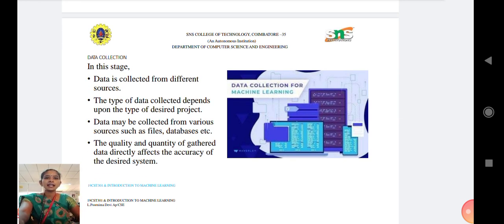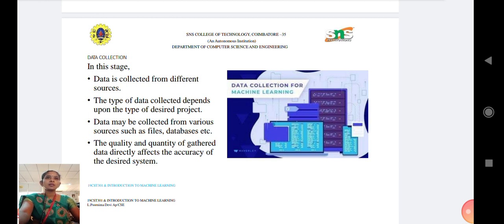Data is collected from different sources. The type of data collected depends upon the type of desired project. Data gathering is the first step of machine learning. The goal of this step is to identify and obtain all related data for the problem. In this step, we need to identify different data sources, as data can be collected from various sources such as files, databases, internet, or mobile devices.